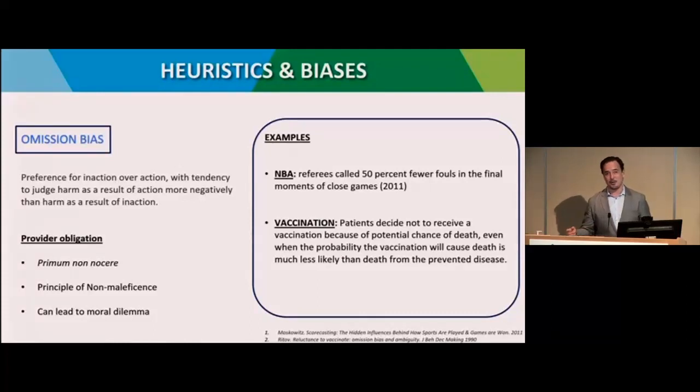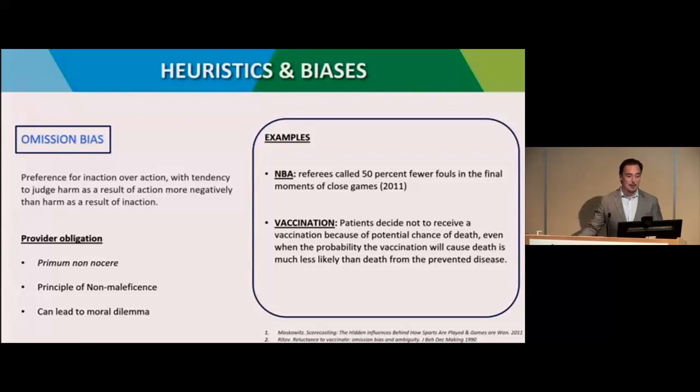Another example, which I'm sure we are all very familiar with recently, is vaccination. And that is patients decide not to receive a vaccination because of potential chance of death, even when the probability of the vaccine will cause death is much less likely than death from the prevented disease. And that just comes right back to the omission bias.